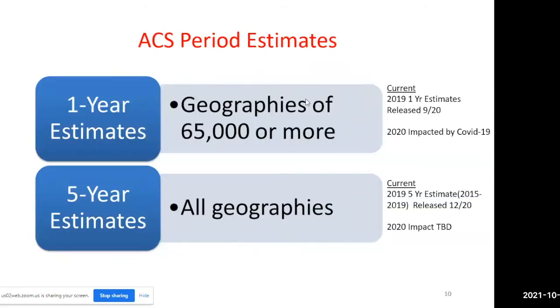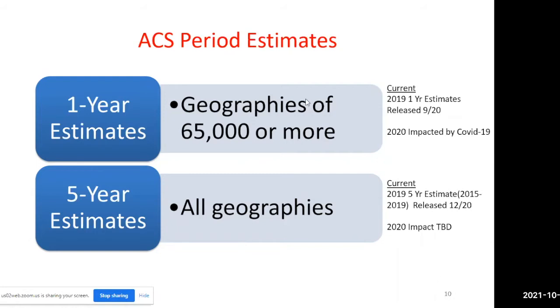Now, I mentioned to you that the ACS produces a couple different estimates, and for geographies that are 65,000 people or more, large cities, for example, Baltimore or Philadelphia, the data is collected annually and then is released the following year. So, for example, for large geographies, currently the 2019 data is available. It was released in September of 2020. And so any large geography can get a 1-year estimate of what characteristics of their population was in 2019.